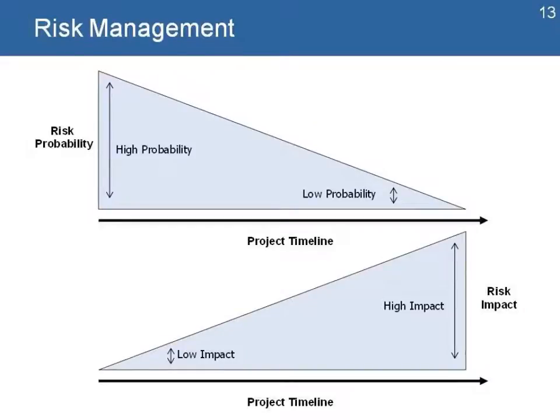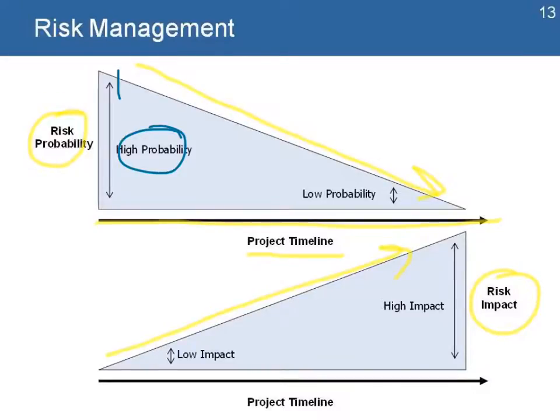Here's a chart that identifies the relationship that we have with risk and the project timeline. As the project makes progress, probability goes from high to low, but impact on a project goes from low to high. Let me explain a little bit about that. The idea is that at the start of the project, there is a high probability because we have a lot of time ahead of us for an event. Remember, risks are defined with probability. The more time you have, the more probability that an event will happen.